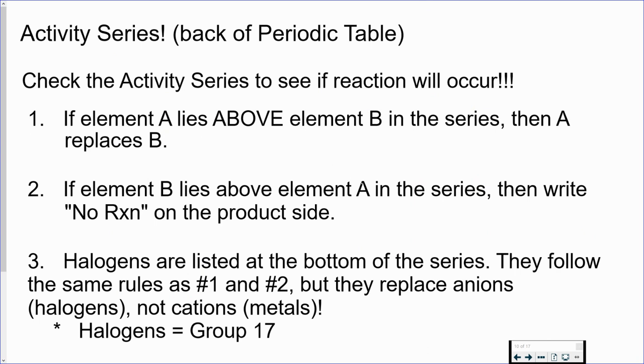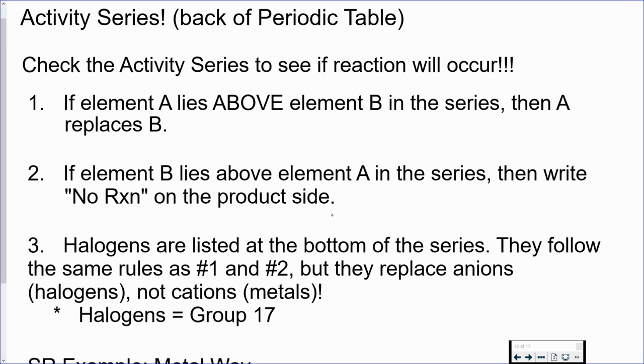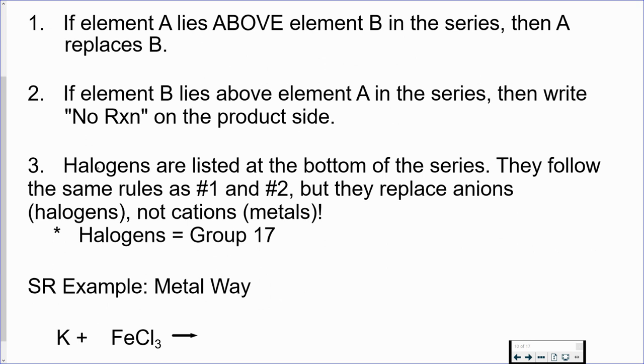If B lies above A, then all we're going to write is no RXN on the product side, and we'll be done. The same can be true with halogens. They follow the same rules as 1 and 2. However, they only deal with the halogens, which are anions, not metals that are cations. So the big thing is being able to identify whether it's a halogen or a metal, and then knowing which part of the series to focus on.